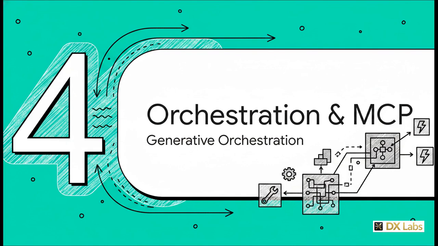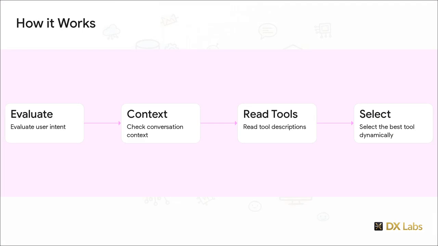That mention of direct invocation actually leads us perfectly into our fourth topic, generative orchestration, and how these tools actually get triggered. Generative orchestration essentially acts like a super intelligent BPO dispatcher. When a customer calls in, this dispatcher doesn't just blindly dump them down some rigid phone tree. Instead, it dynamically evaluates the user's intent, checks the current conversation context, actively reads through the written descriptions of all the available tools, and then dynamically selects the absolute best tool right at runtime. It's really important to know that MCP tools are invoked exclusively through this generative orchestration mechanism.